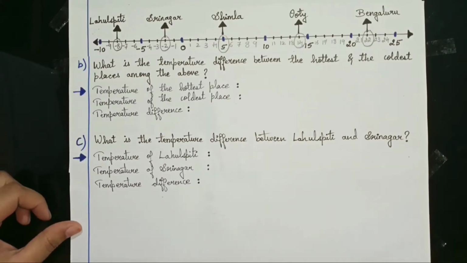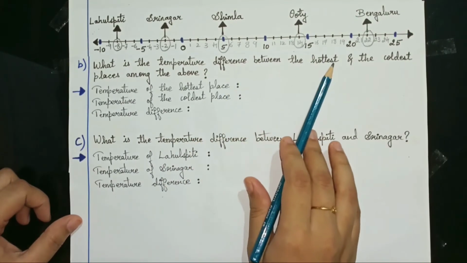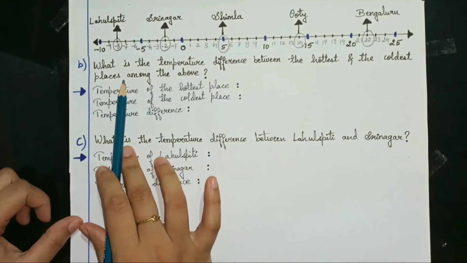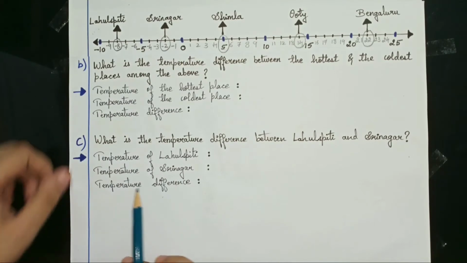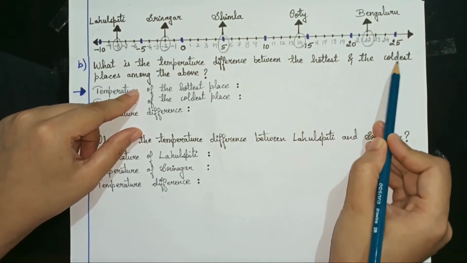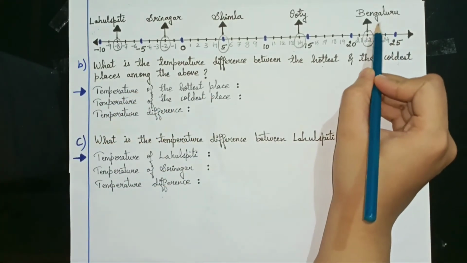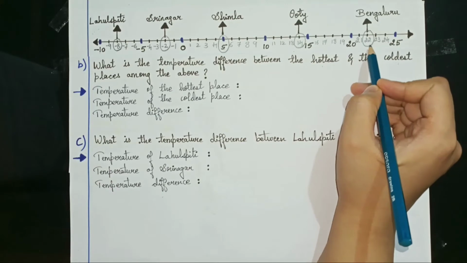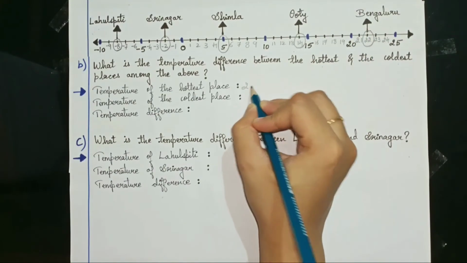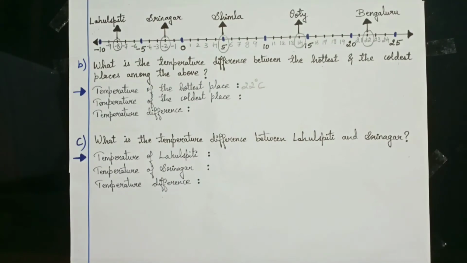Next, in question D, what they have given is: what is the temperature difference between the hottest and the coldest places among the above? Okay, so first we have to know the temperature of the hottest place and next the temperature of the coldest place. Which is the hottest place here? It's obviously Bangalore because it was 22 degrees Celsius, right? So the hottest temperature was 22 degrees Celsius, that is Bangalore.